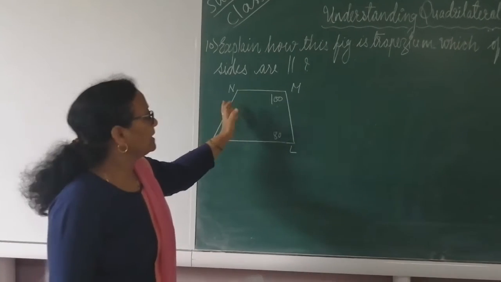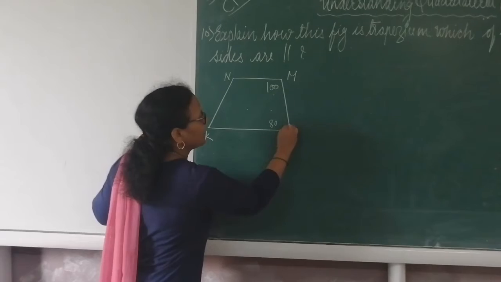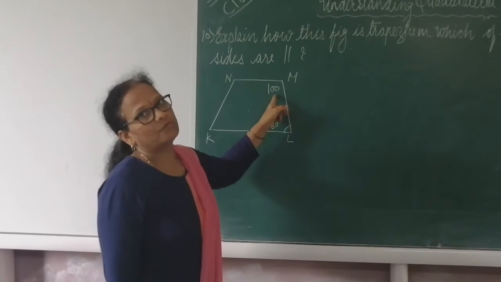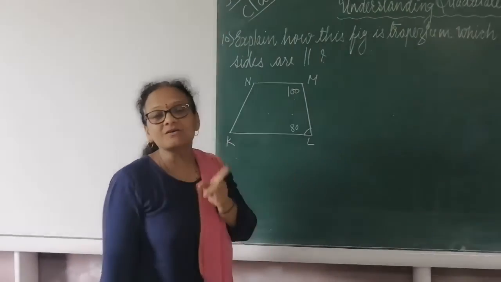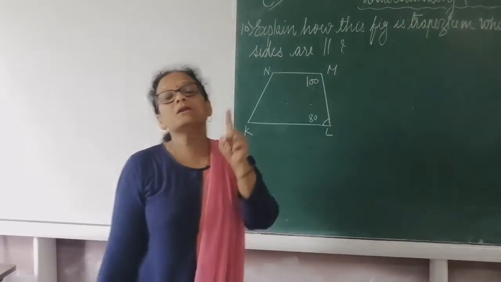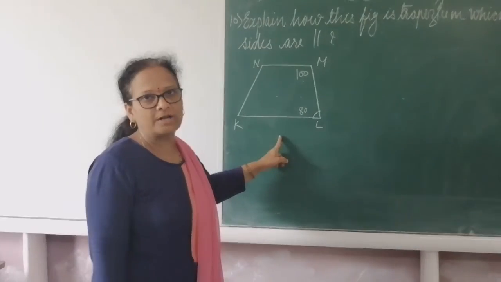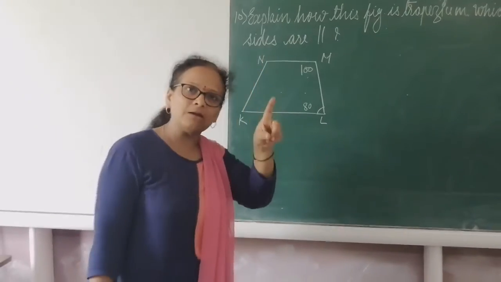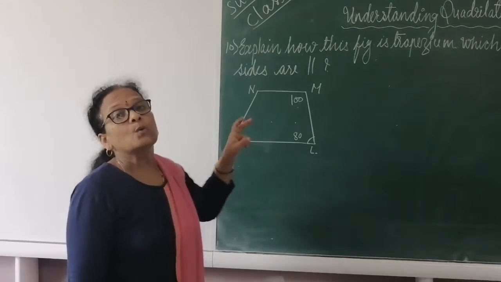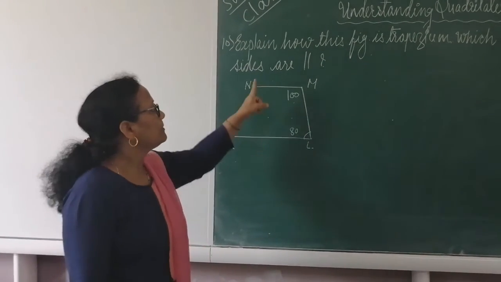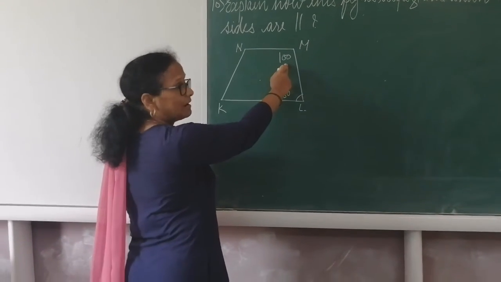Now here we have to explain this given figure is a trapezium. For that they have given measure of L 80 degree and measure of M 100 degree. What is the property of the trapezium? In a trapezium, one pair of the opposite sides of the quadrilateral is parallel. If one pair is parallel, then that is called a trapezium. Here, to prove this figure is a trapezium, we have to explain one pair of opposite sides is parallel. Now, for that, they have given this is 80 and this is 100.